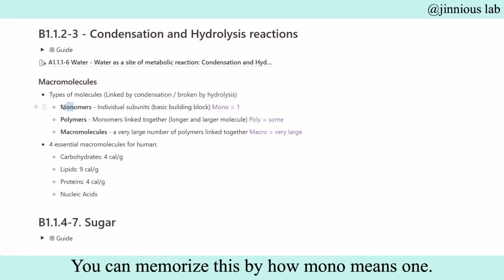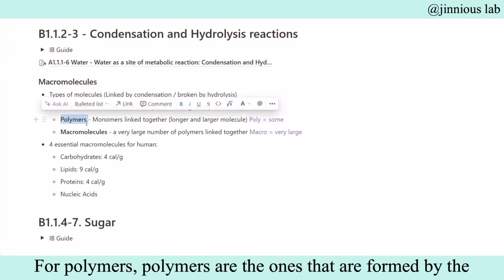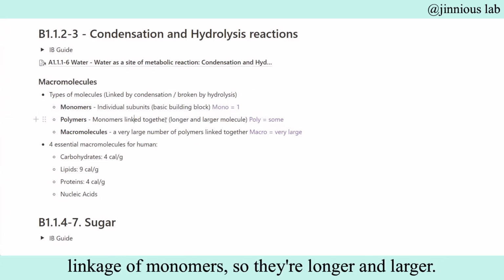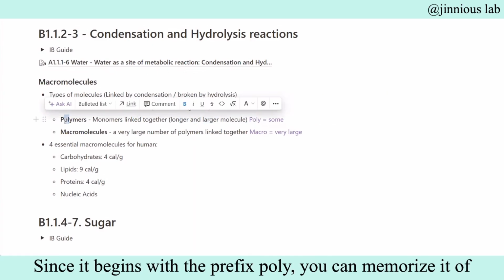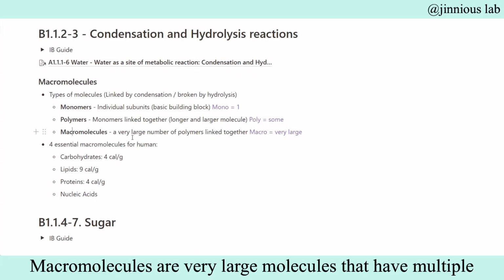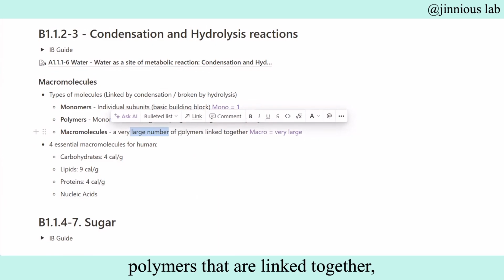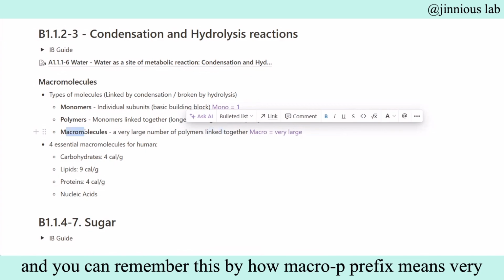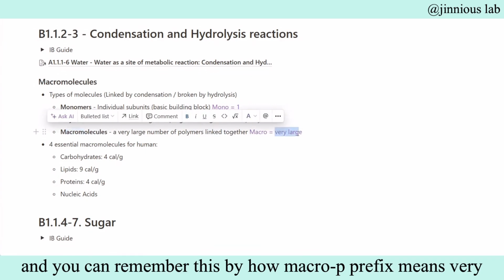You can memorize this by how mono means one. And polymers are the ones that are formed by the linkage of monomers. So they're longer and larger. Since it begins with the prefix poly, you can memorize it by how the poly prefix means many. Macromolecules are very large molecules that have multiple polymers that are linked together. And you can remember this by how the macro prefix means very large.